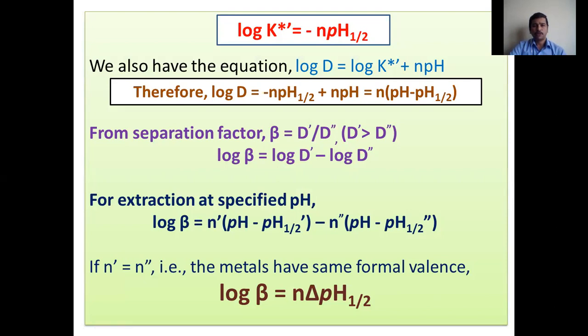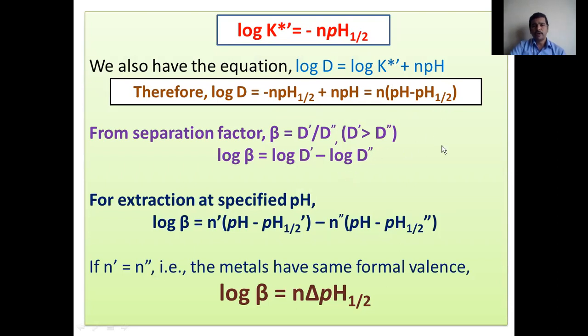We also know the equation that log D is equal to log K star dash plus n into pH. Log K star dash is minus n into pH of. You substitute this value in this particular equation. So log D is equal to minus n into pH of plus n into pH. You take n as a common factor, so log D is equal to n into (pH minus pH of).